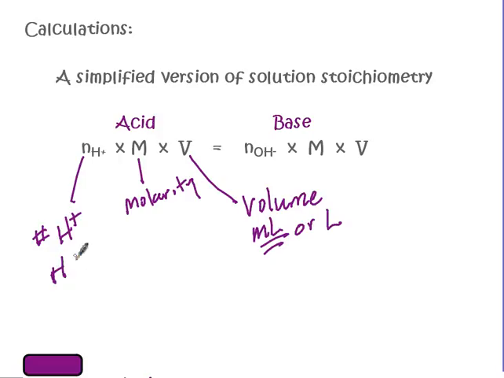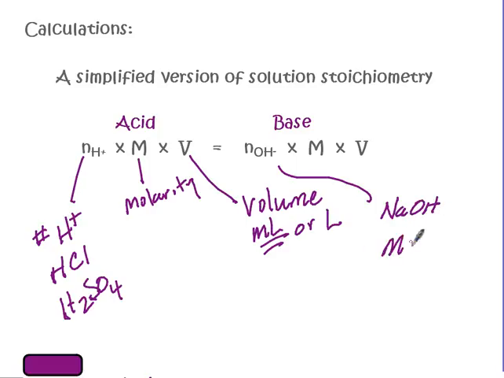The n here is representing the number of hydrogens in the particular formula. So if I had HCl, there'd only be one hydrogen in there. But if I had H2SO4, then there'd be two hydrogens. Likewise over here, same thing, but for this one, this is how many hydroxides are in the formula. So if it was NaOH, then there'd just be one, but if it's Mg(OH)2, magnesium hydroxide, then there'd be two of those, and we'd put a 2 there.